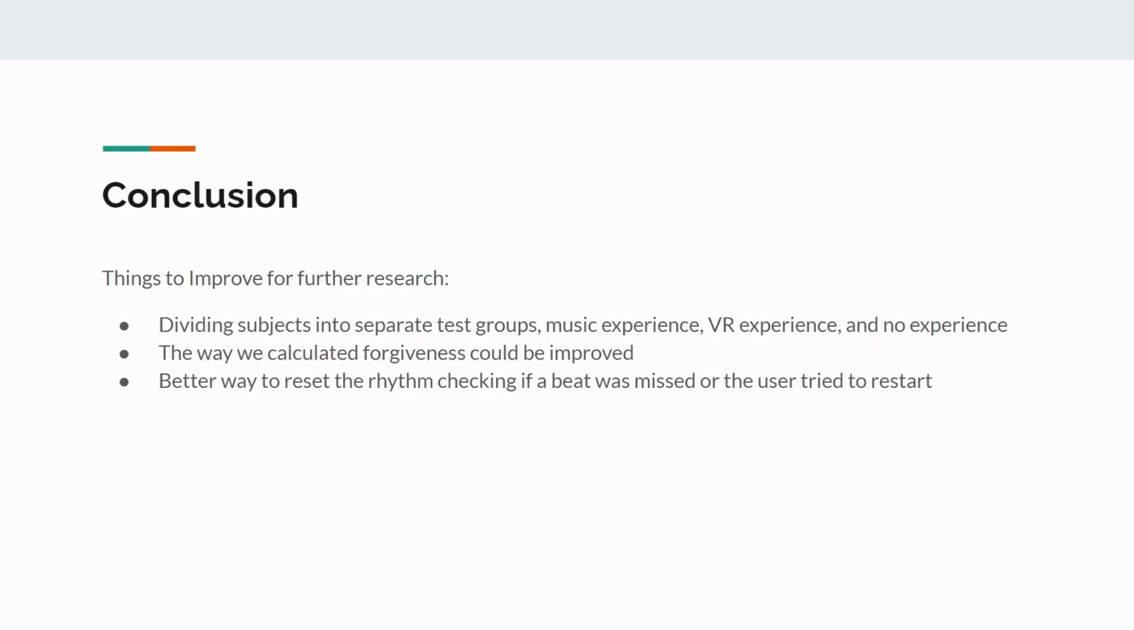And some things we can improve for further research. Dividing subjects into separate test groups, such as a group that has musical experience, a group that has VR experience, and a group that has no experience in either of them. Another thing we could have improved is the way we calculated the forgiveness. And finally, a better way to reset the rhythm checking if a beat was missed or the user tried to restart.